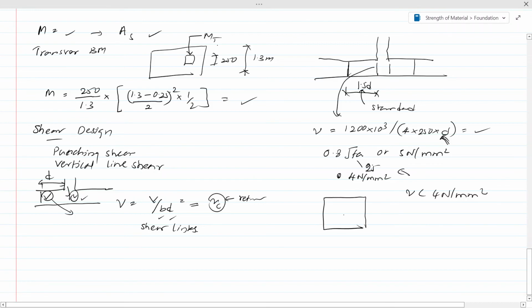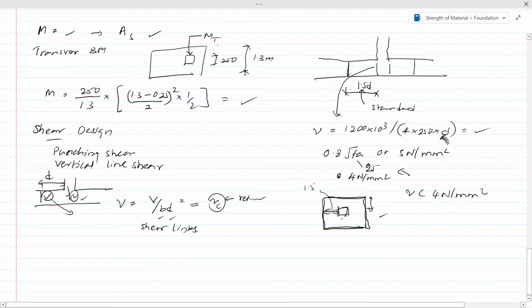Now you know that this is the column and this is the perimeter. This is 1.5D. At this perimeter you can calculate the length. Since this distance is known and column size is known, this length you can calculate. Then you can calculate the shear force also, and then you can calculate the punching shear. But sometimes it's not applied, because sometimes this punching shear perimeter becomes outside the column footing. When this distance becomes outside the footing, then you need not check the punching shear. You could check the vertical line shear and the shear at the face of the column.